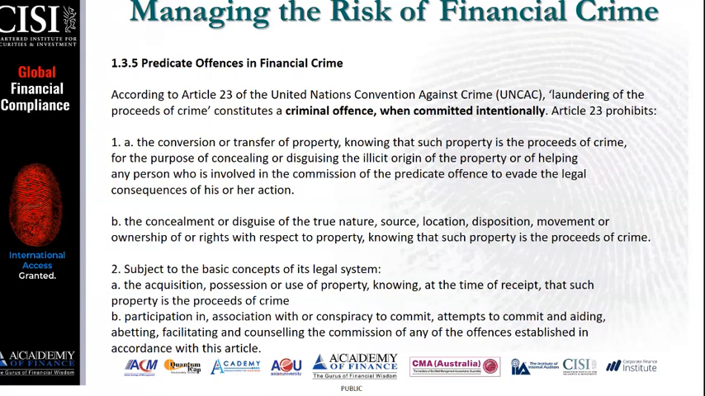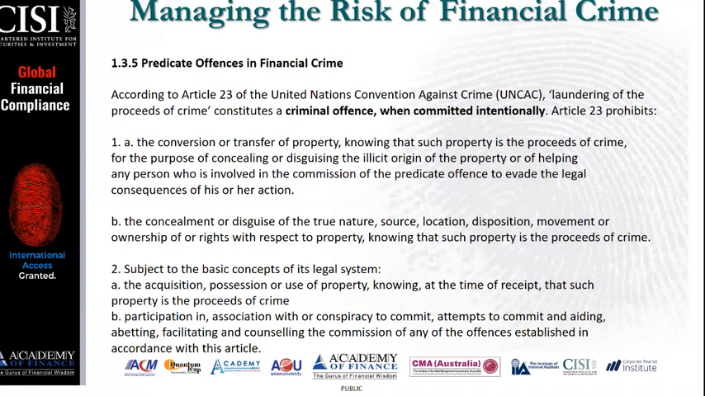So examples could be, as per the United Nations Convention Against Crime, the conversion or transfer of property, knowing such property is the proceeds of crime, for the purpose of concealing or disguising the illicit origin of the property, or helping any person who is involved in the commission of the predicate offense to evade legal consequences of his or her action.